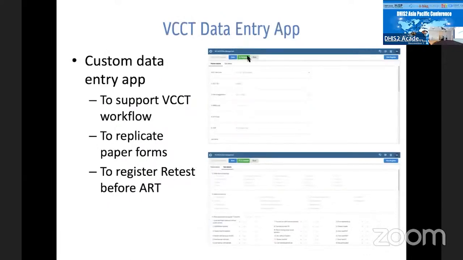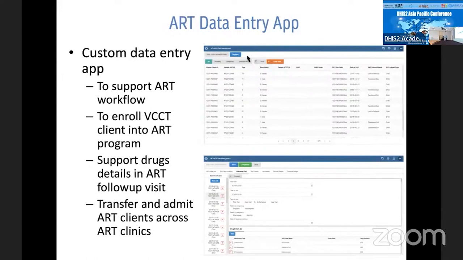And this is just a sample screenshot of what we have done for direct data entry using DHIS2. Almost all the apps we are using are custom apps. For example, a custom data entry app for ART supports mobile workflow, replicates the paper form, and also registers retests before ART. This is the form that we have done. Also, the custom data entry supports the ART workflow, to enroll clients in ART, support drug dispensing, and follow-up visits.